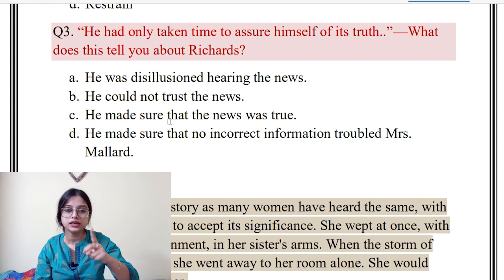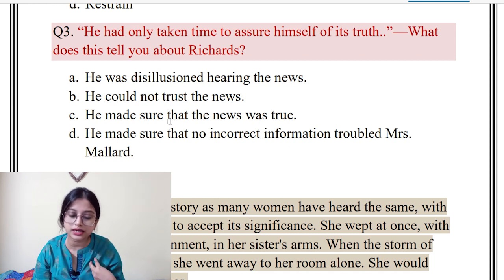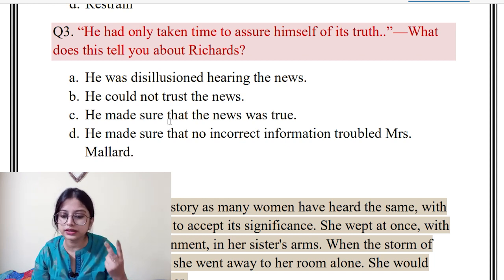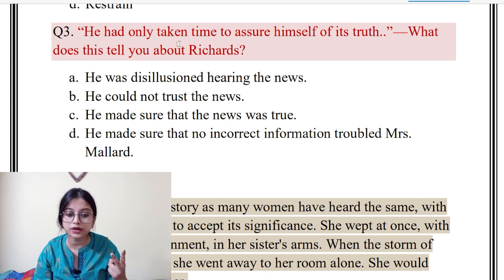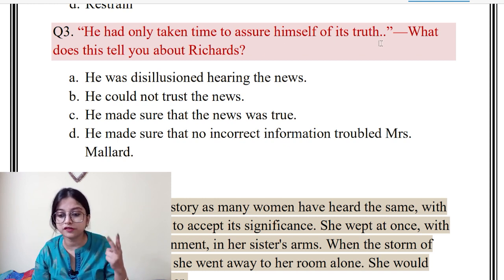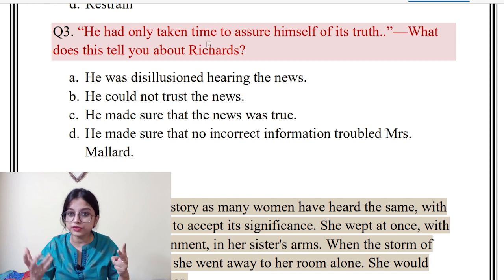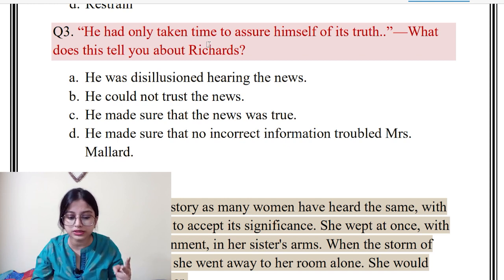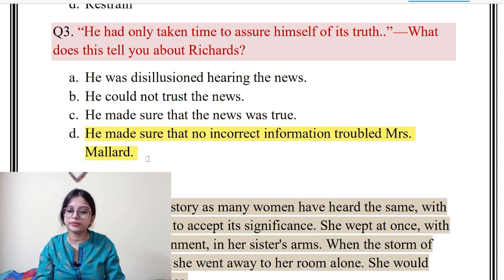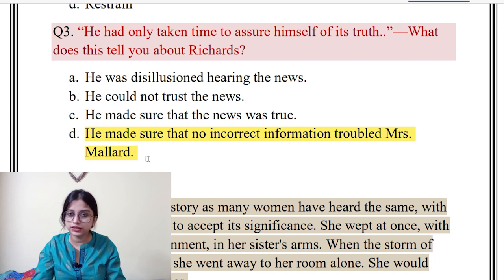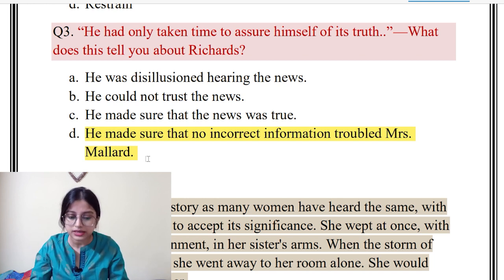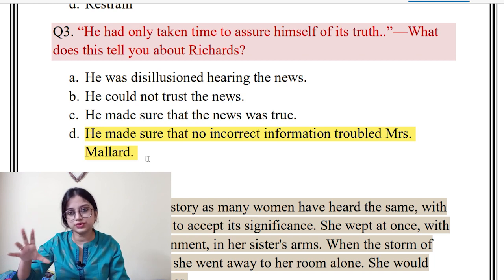He had to make sure of it, isn't it, that the news is true. Otherwise, it will hurt Mrs. Mallard, who already had a heart disease. He made sure that no incorrect information troubled Mrs. Mallard. So you see, he had only taken time to assure himself of its truth. What does this tell you about Richards? Why did Richards do this? This is because he had to make sure that no incorrect information troubled Mrs. Mallard. Right? That's why he verified the news. Otherwise, who cares, isn't it? That's why he verified whether the news is true or it is wrong.